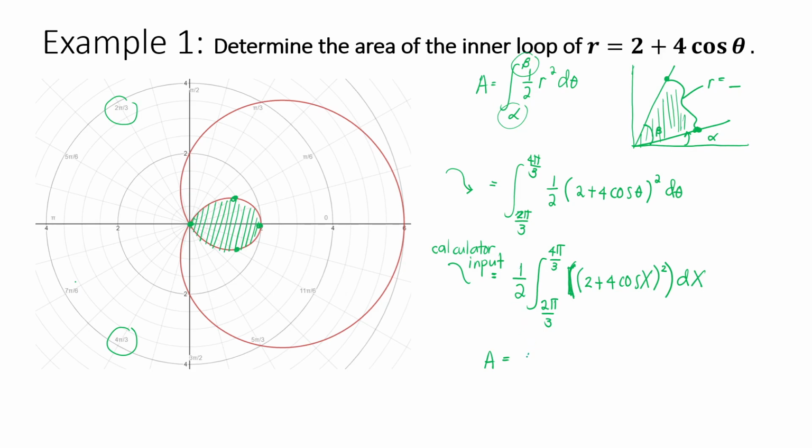So the area is 2.17. You can write square units because we're solving the area. All right, so do you have questions? Okay, so I think that's the important part.